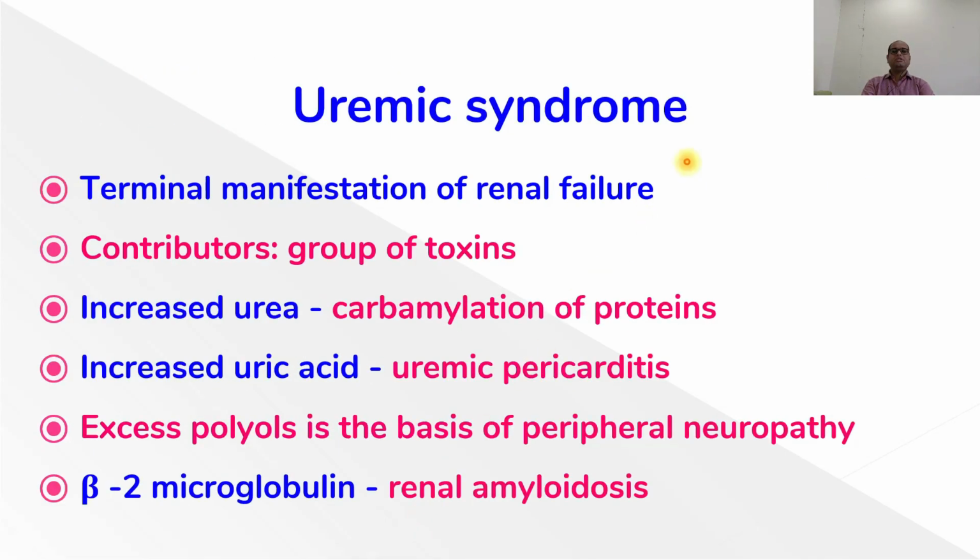That leads to the uremic syndrome. It's a terminal manifestation of renal failure, basically producing various toxins. What happens is there is increased urea due to carbamylation of proteins, increased uric acid due to uremic pericarditis, excess polyols leading to peripheral neuropathy, and beta 2 microglobulin presence due to renal amyloidosis.